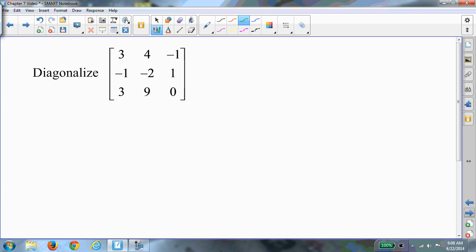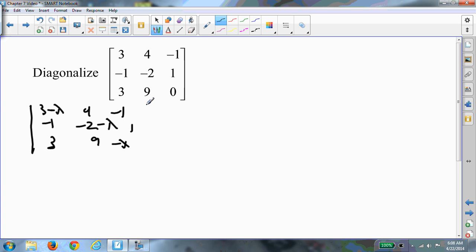All right, let's do another matrix. I have 3 here that we're going to go through. So this one here, and again, I'm going to go through the characteristic equation. So 3 minus lambda, 4, negative 1; negative 1, negative 2 minus lambda, 1; 3, 9, and negative lambda.